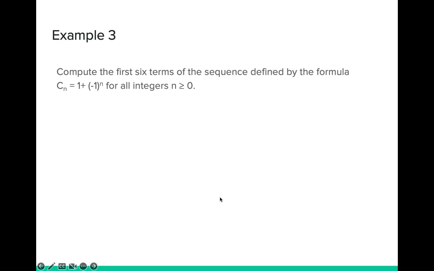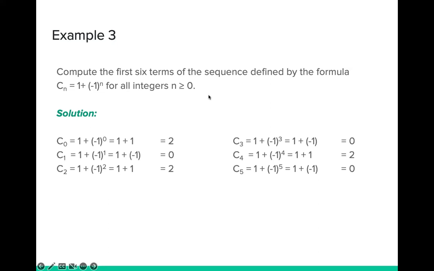Now, let's have another example. What we want to do is to compute the first 6 terms of the sequence that is defined by this formula. So we have c sub n, and c sub n is equal to 1 plus negative 1 raised to n. Note that the negative is included for all in the parentheses, okay? For all integers n greater than or equal to 0. So what would be the solution?